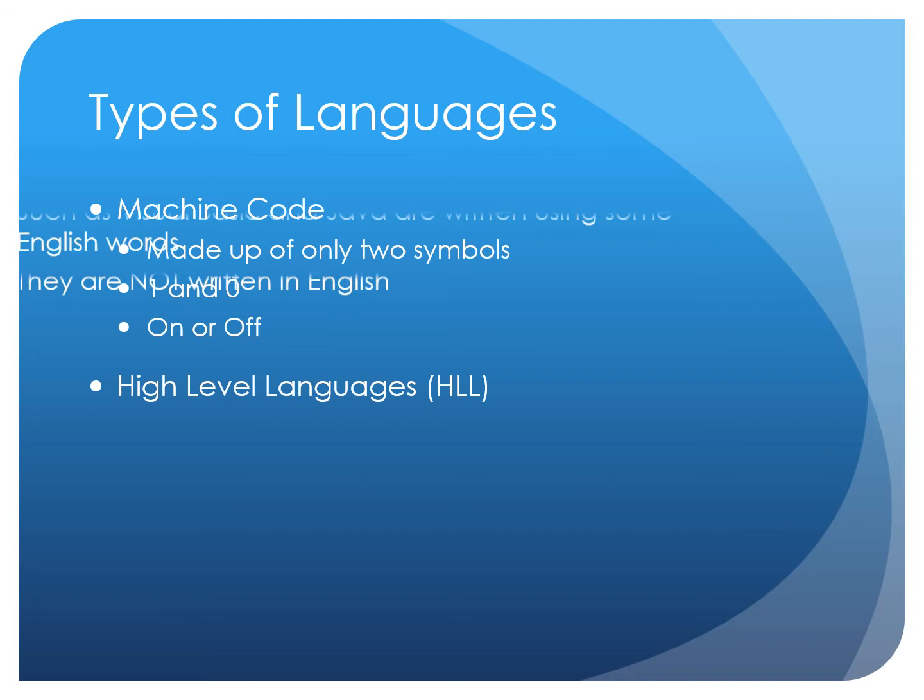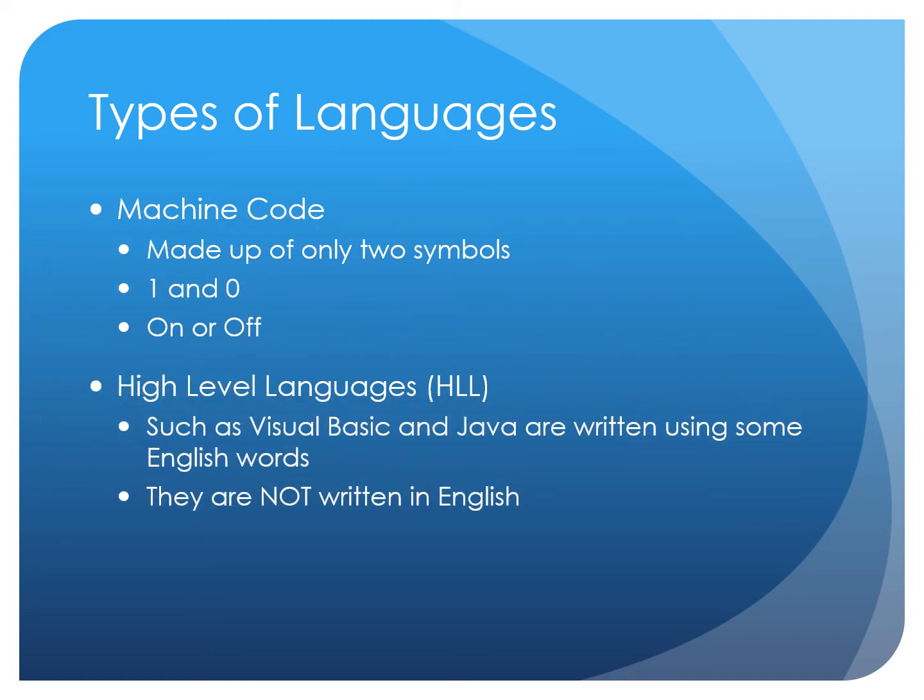High-level languages, on the other hand, such as Visual Basic and Java, are written using some English words. This allows us to type out our programming code or syntax using words we are familiar with. These programs are not written in English, but they do use some English terms.